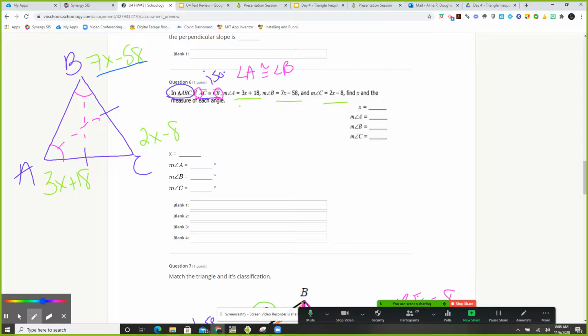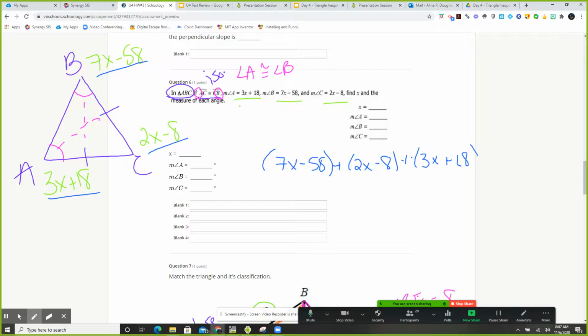I have three angles. So what can I do because of the three angles? Add them all together. So 7x minus 58 plus 2x minus 8 plus 3x plus 18 equals 180. That's a lot of combining like terms, but we can do that. Add up all your x's, add up all your whole numbers, and then solve your equation. Is there an easier equation with fewer variables and things that we could do?